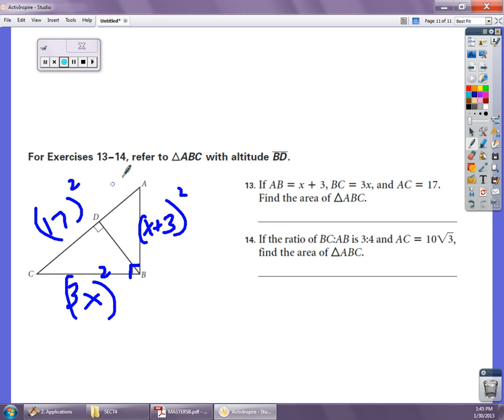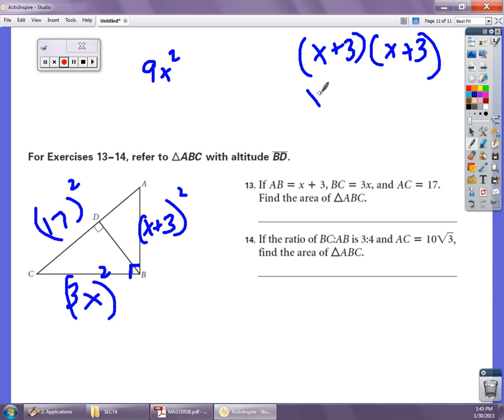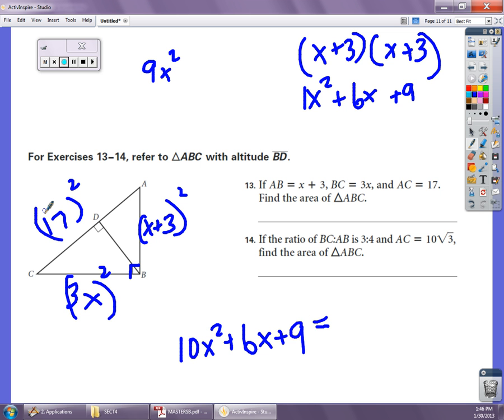Now 3x squared we've done before. You get 9x squared. X plus 3 squared, you don't distribute. Remember, this is where you use FOIL. X plus 3 squared means x plus 3 times x plus 3. So after you do FOIL, you get x squared plus 6x, well, 3x and then 3x combined, plus 9. I'm going to add this to the 9x squared already, and you end up with 10x squared, because it's 1x squared, plus 6x plus 9 is equal to 17 squared. 17 squared is 289.